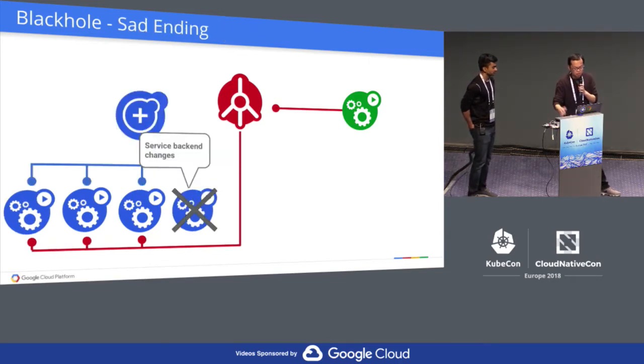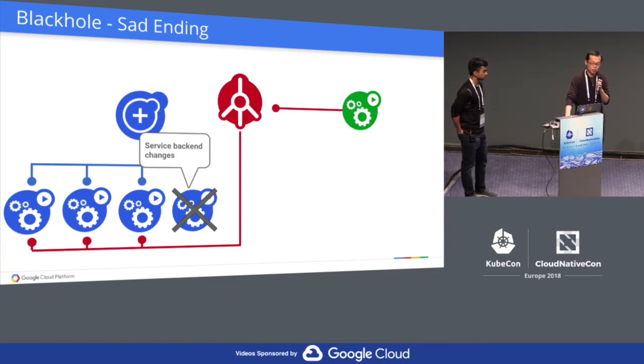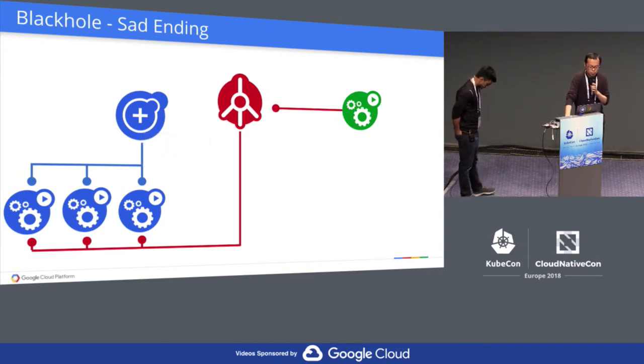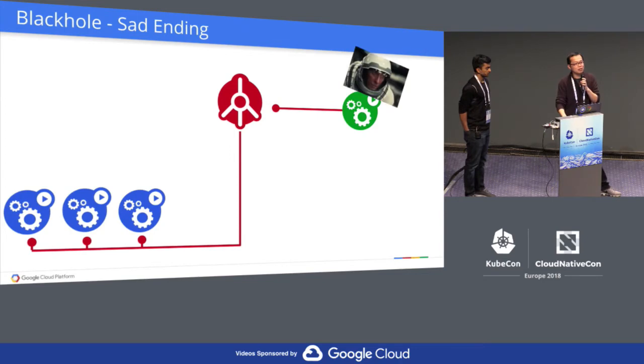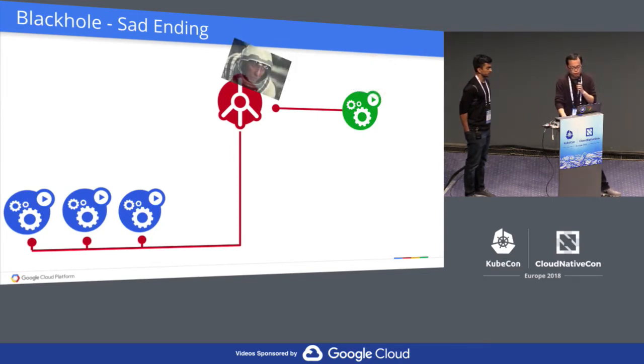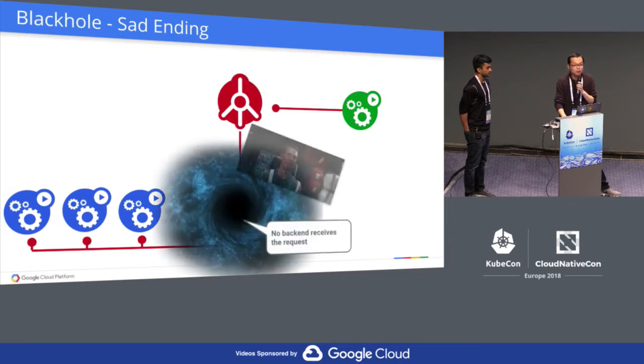Let's say the service backend changes for whatever reason, such as rescaling, disruptions, or upgrades. One of the pods is gone, and the cross represents that the deployment is irrelevant here, so it's removed. The green pod sends another network packet. It goes to the service, and this time a black hole shows up. It swallows all the requests, and no backend gets it. And Matthew is sad in this case.